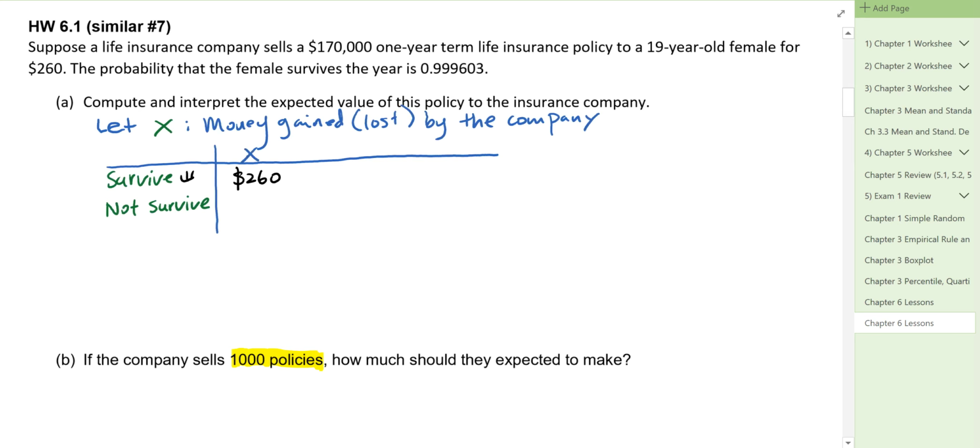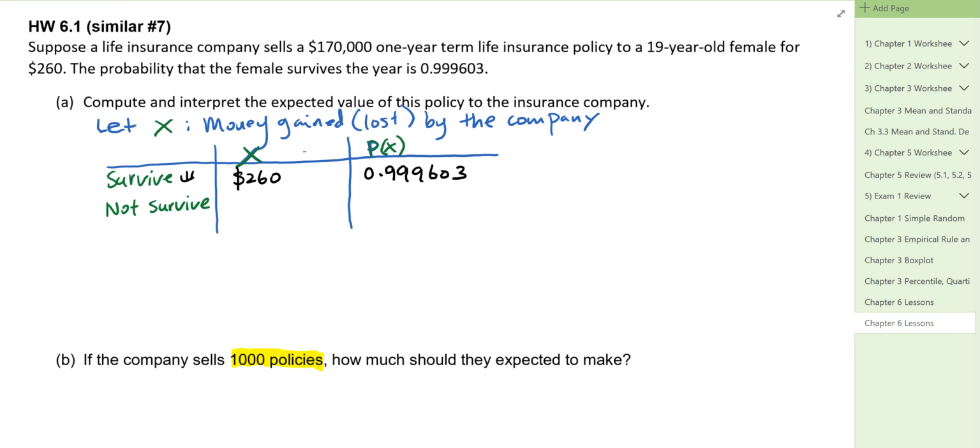Let me use a different color. And the probability of that, P of X, is equal to 0.999603.